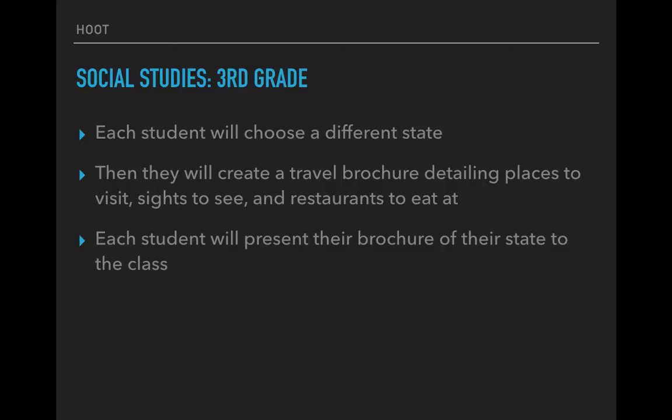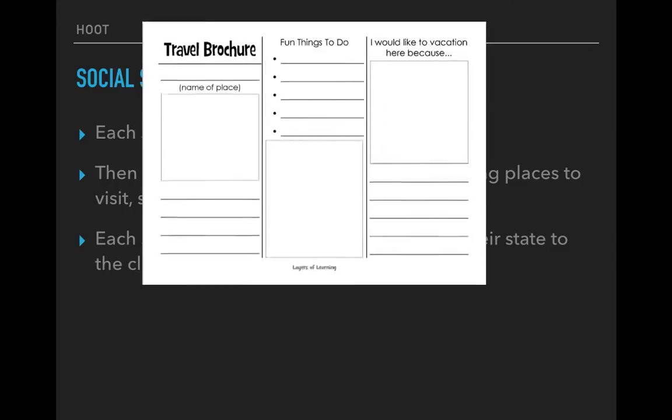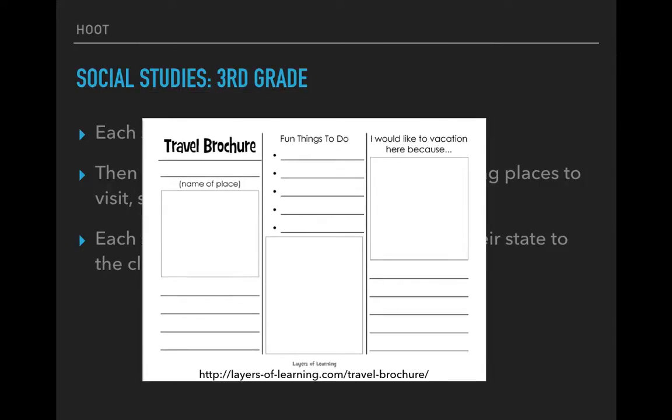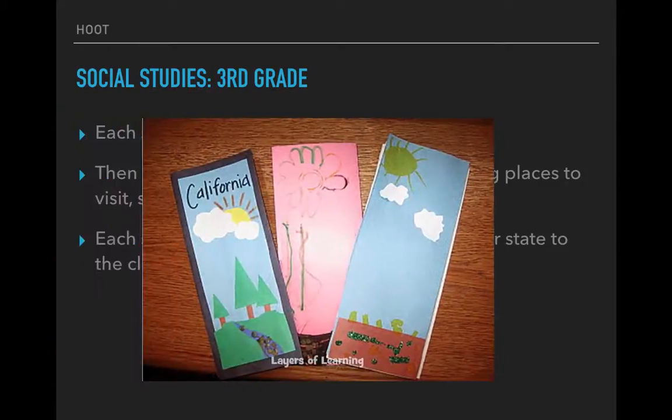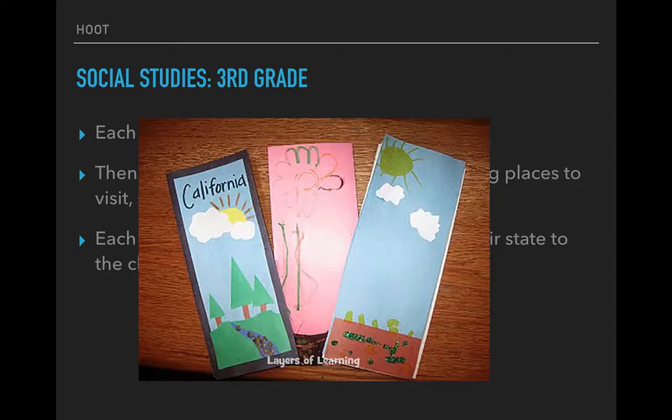Each student will choose a different state and find the best places to visit, sights to see, and foods to eat in it. I will provide them with a brochure template so they know how to set it up. The brochures will include pictures and lists of the most fun activities to participate in. The students will then present the brochures to the class so everyone will know about the best places in each state. Here's an example of the template that I will give to the students, and here's what the cover of a completed one will look like.